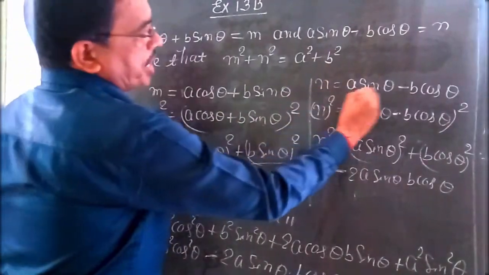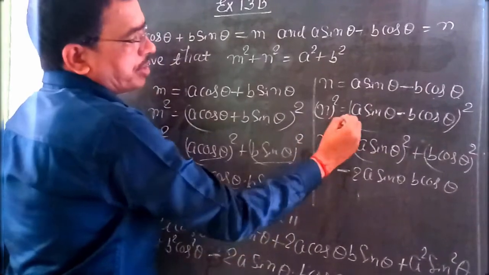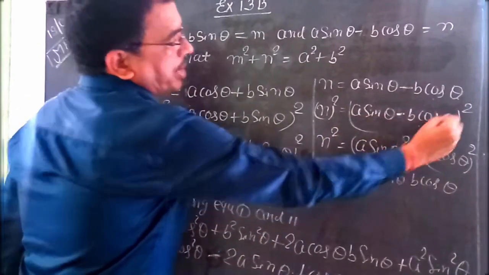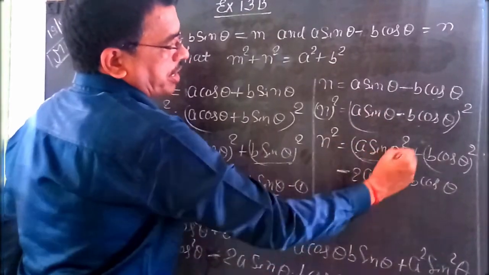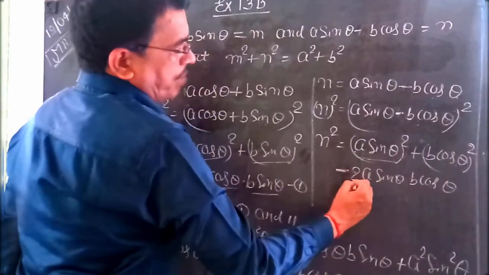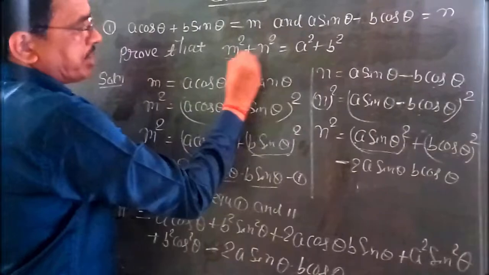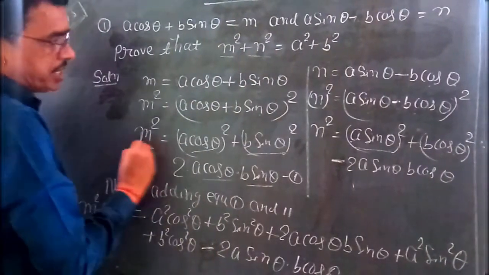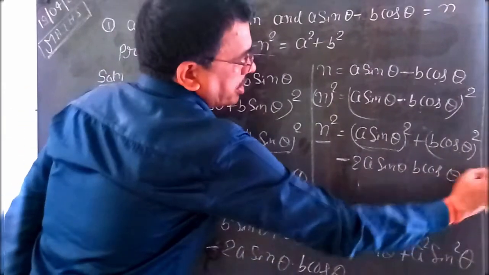Similarly, n is equal to a sin theta minus b cos theta. So n square is equal to a sin theta minus b cos theta whole square. Then n square is equal to a sin theta whole square plus b cos theta whole square minus 2a sin theta into b cos theta. Your question, m square plus n square. M square is there, n square is there. It is equation first and this is the equation second.